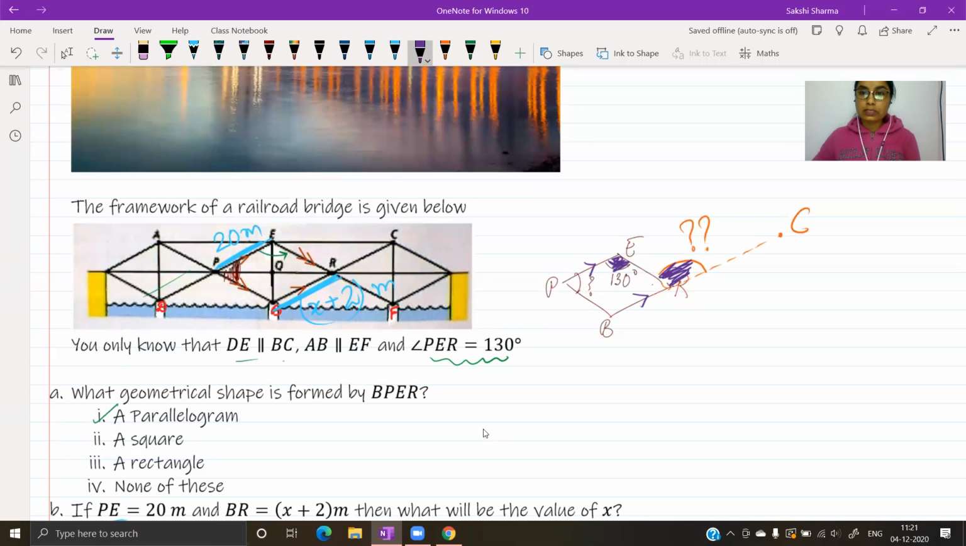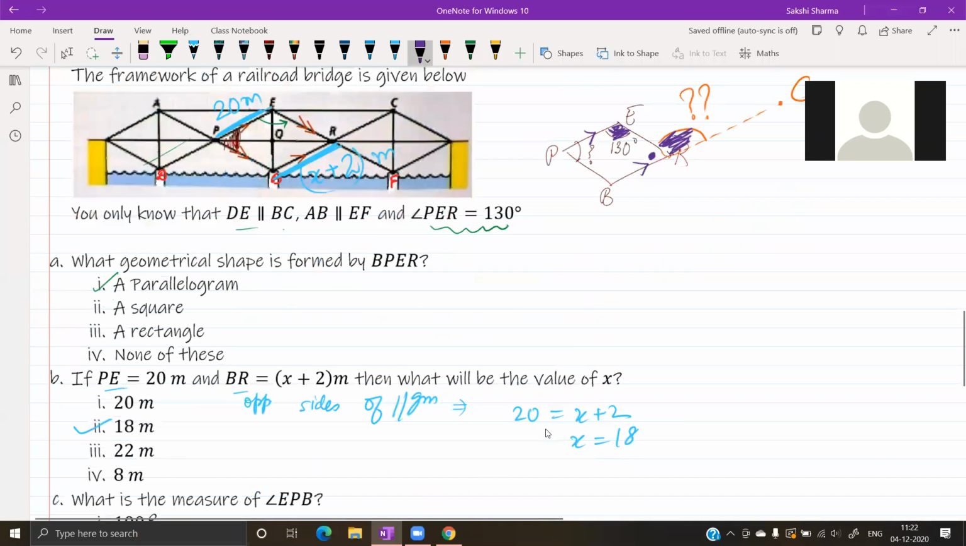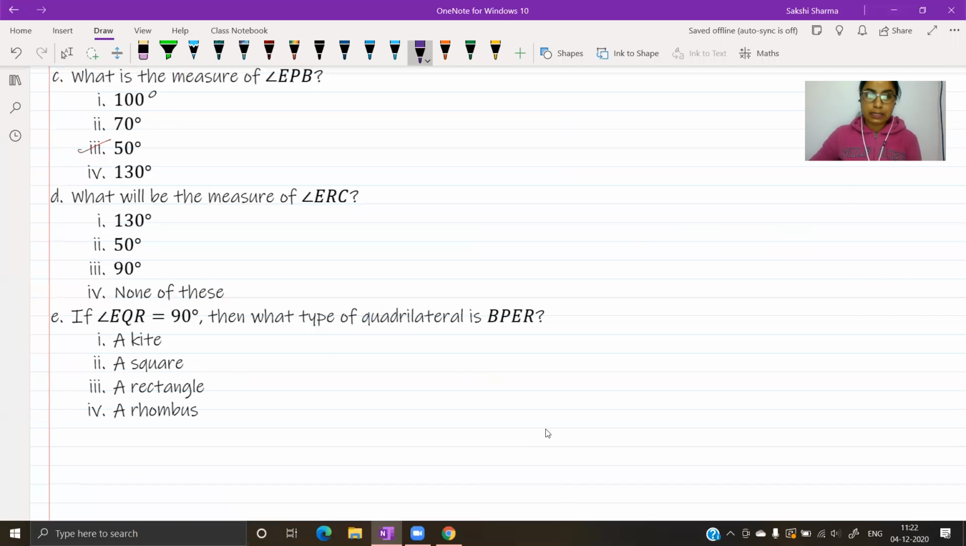Or you could work out this angle right here inside the parallelogram, find out this angle, use linear pair, and then find out the exterior angle. What do you think will be the answer? 130 degrees. Yes, the answer will be 130 degrees.